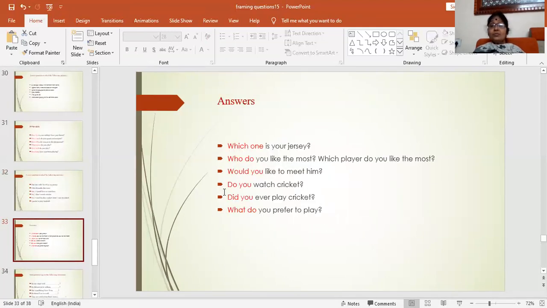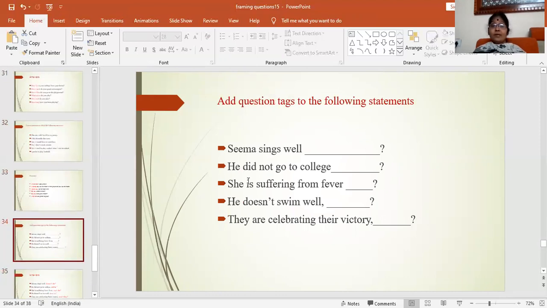Which one is your jersey? Who do you like the most? Which player do you like the most? Would you like to meet him? Do you watch cricket? Did you ever play cricket? What do you prefer to play? Right? Now look at this. Add tags to these questions.